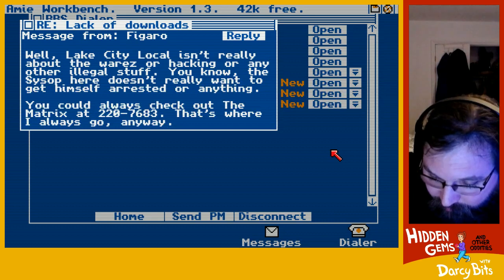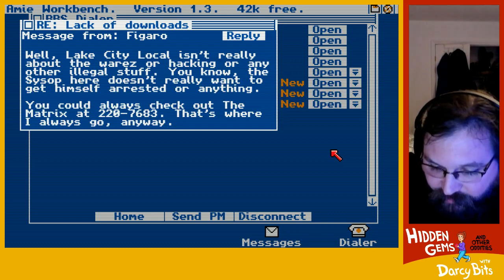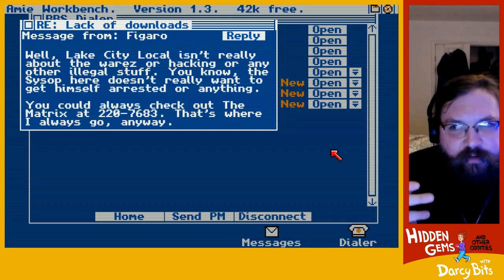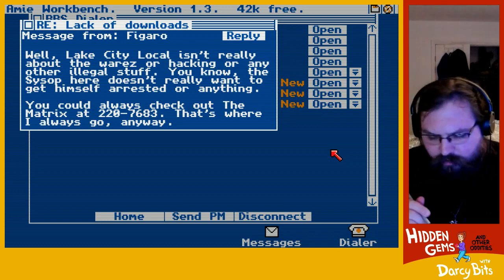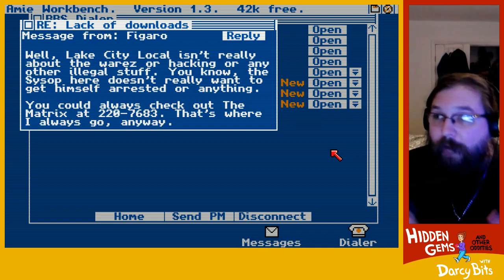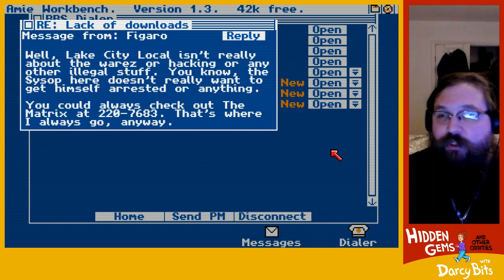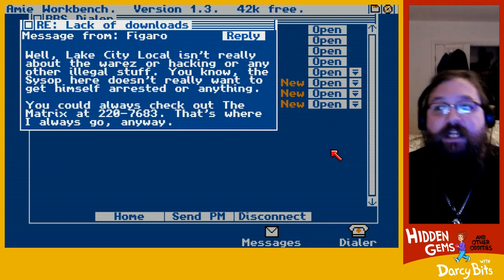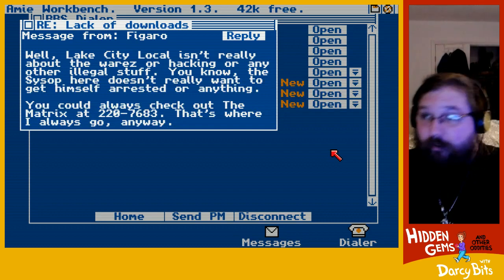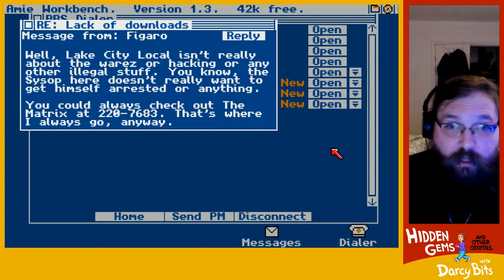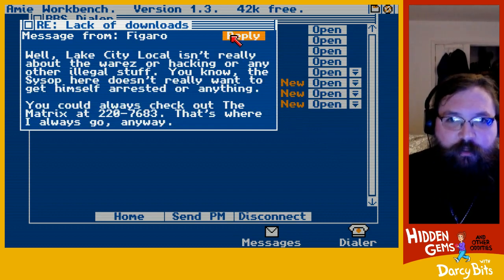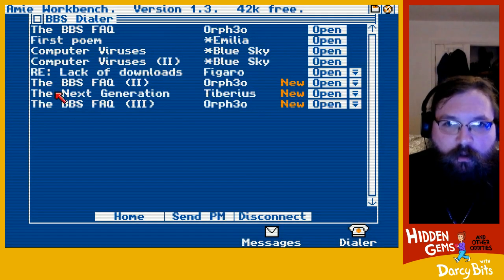Now, this is part of why I actually think of this game as an adventure game. I'm going around and talking to different people, reading different messages, and finding different locations I can then go explore. So I'm going to totally check out that node and see if there's new messages there I can look at. Thank you for the information, Figaro. Okay.